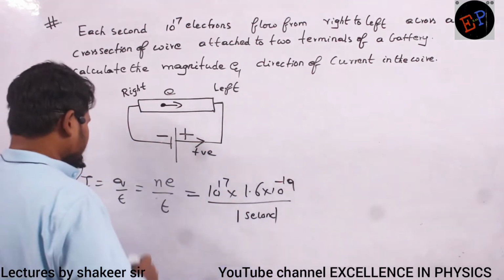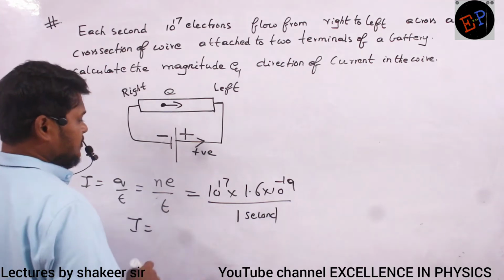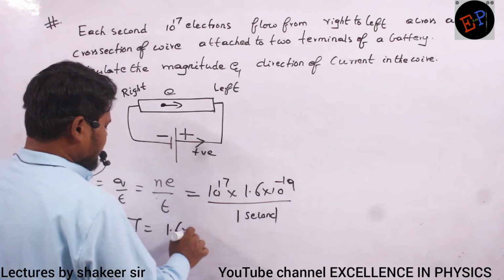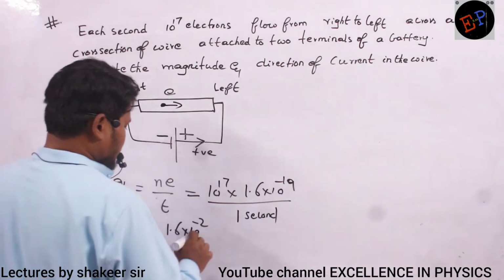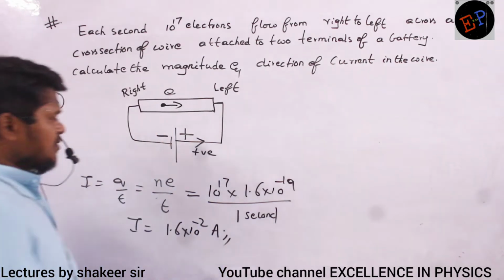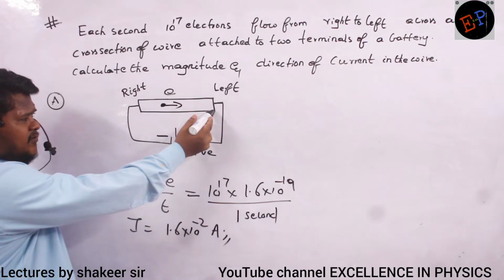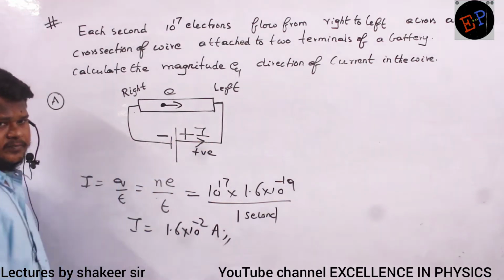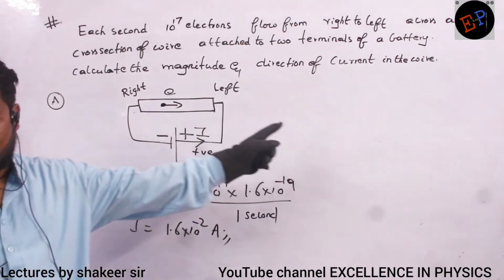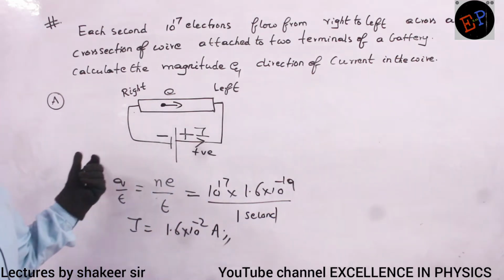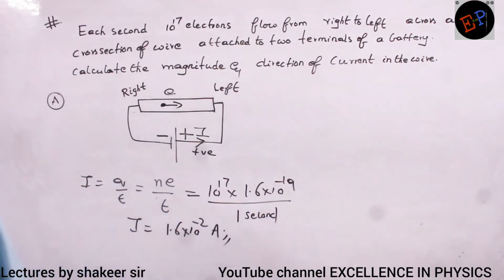So what is the strength of current? 1.6 into 10 power minus 2 amperes. That is the strength of the current, and this is the direction of current. Current will flow from left side to right side. Understood? Electrons are moving in one direction, and the opposite direction will be the direction of current. That's it.